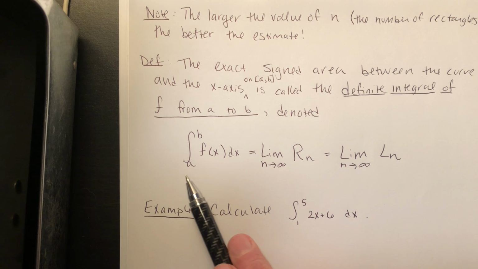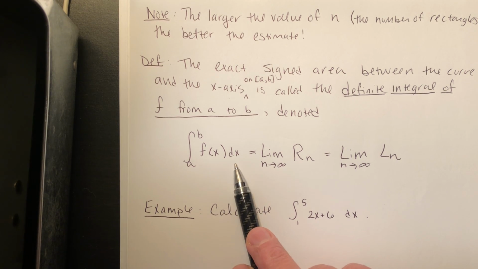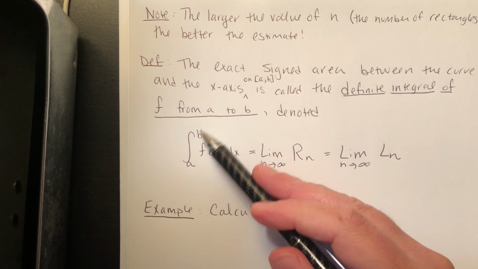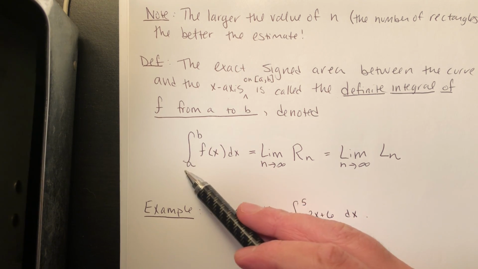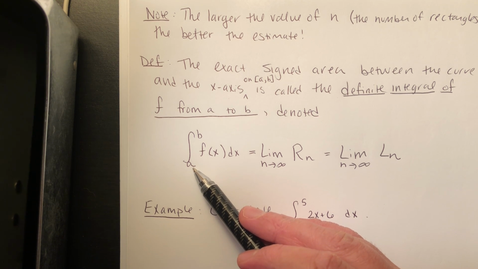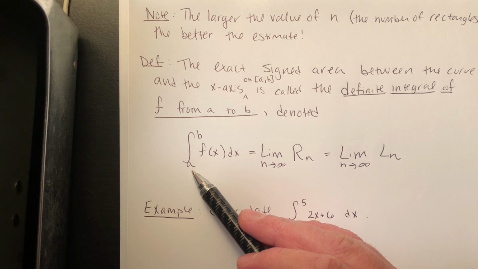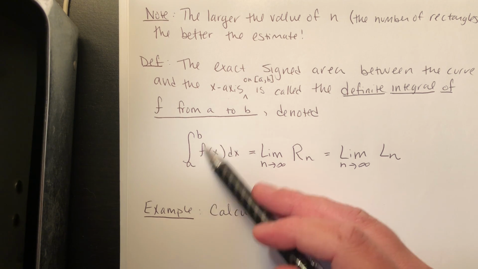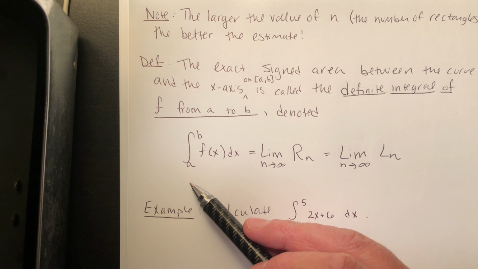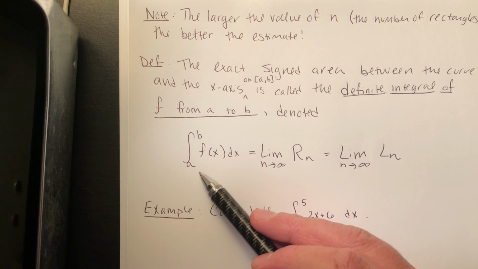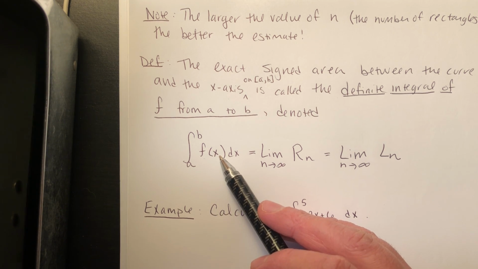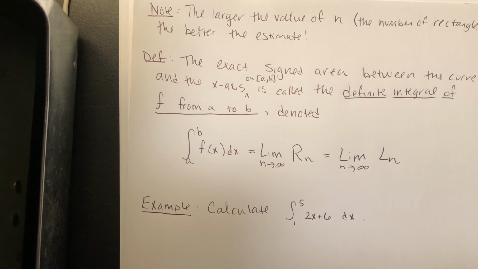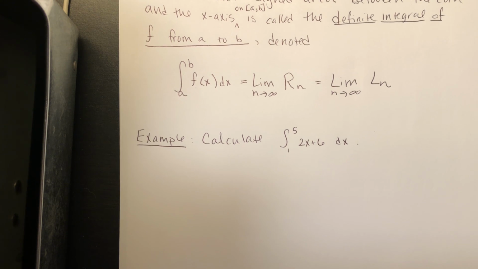And so the notation that we use here is going to look familiar to you, because without the a and the b, without the bounds on the top and the bottom part of this stretched out s symbol, this looks like the notation that we used when we were talking about antiderivatives, right? But if you actually put a number here and a number up here, now this becomes the definite integral from a to b, and it represents the area between the curve f of x and the x-axis on the interval from a to b.